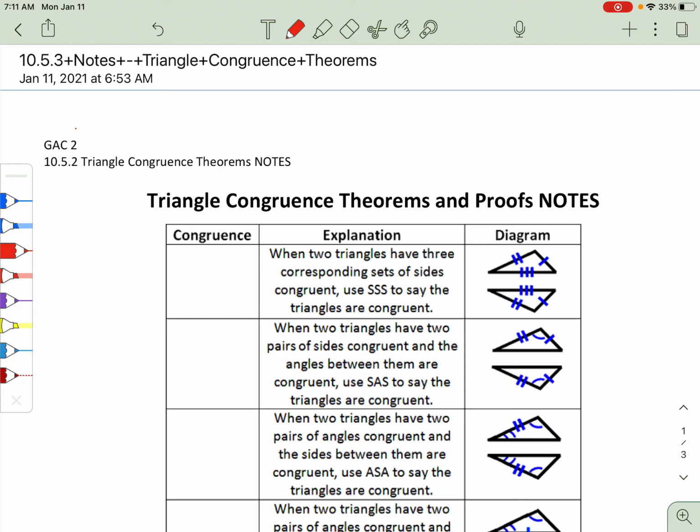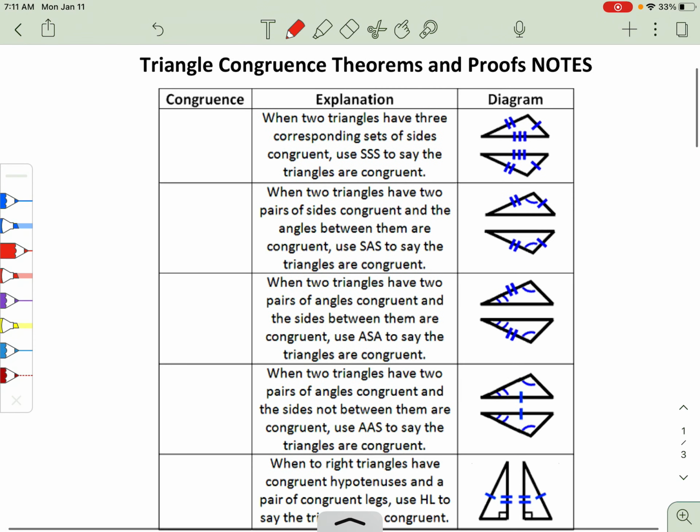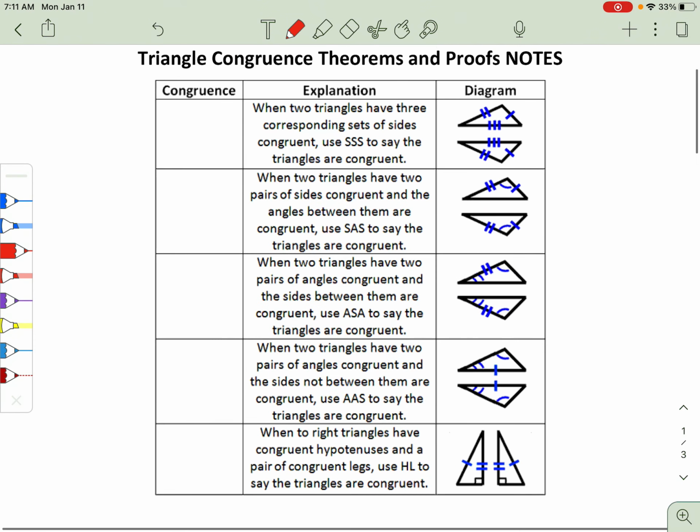Crazy. But so as we have been working on some proofs, last week we did parallel lines cut by a transversal. Helps us think about angles and how to prove their congruency. Well, this week we're going to continue to work on proofs, and we're going to start out with triangle congruence theorems.